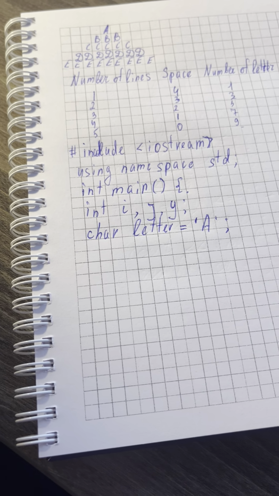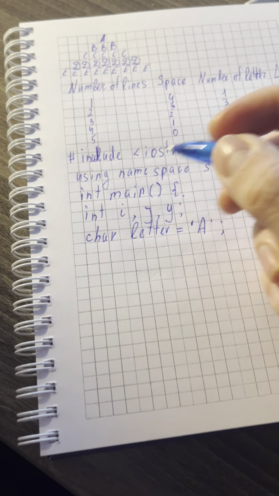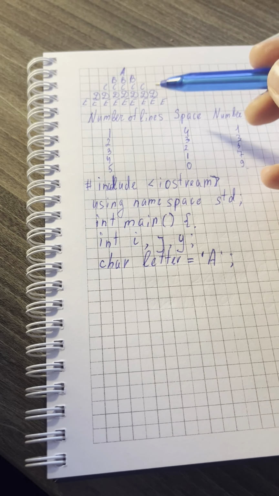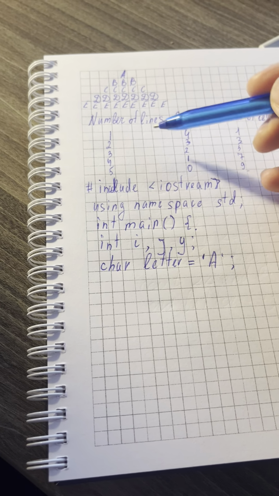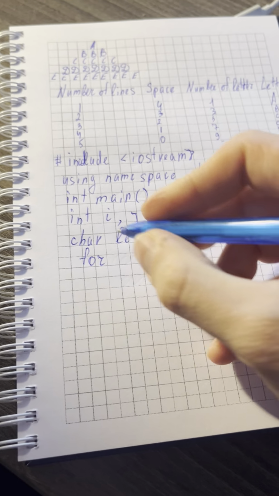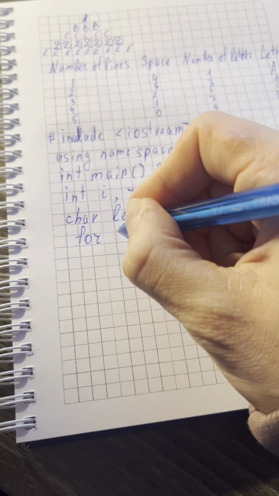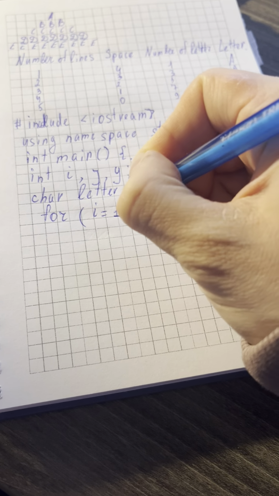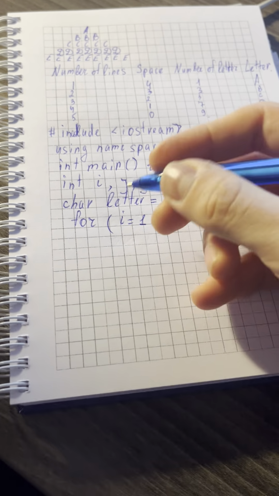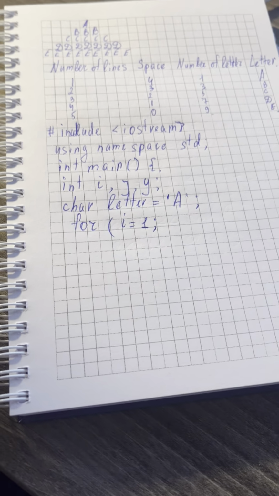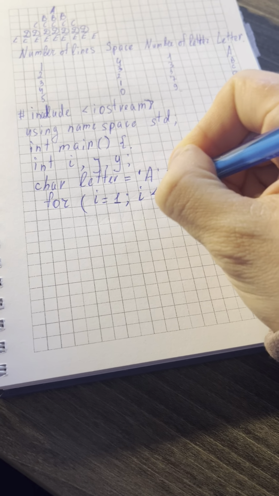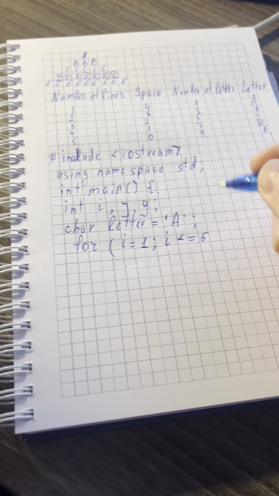Now we can start our cycle from number of lines, because it is, let me say, the main cycle. So for this is simple. For I will start from 1, because 1, 2, 3, 4, 5, and it will be finished by 5, because 5 lines.